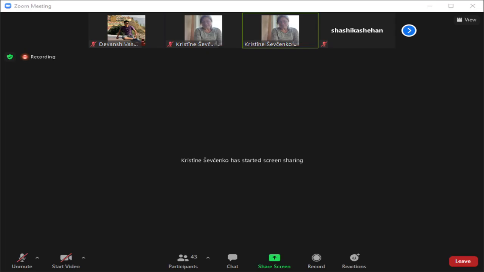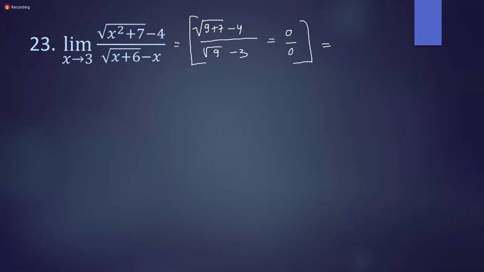Let's try. There is a tiny possibility that we can find this limit as it is. So let's see, square root of 9 plus 7 minus 4, square root of 9 minus 3. Oh no, it is 0 over 0. Okay, so this is 0 over 0, which means I need to factorize. I cannot factorize. Remember what happened in these cases.